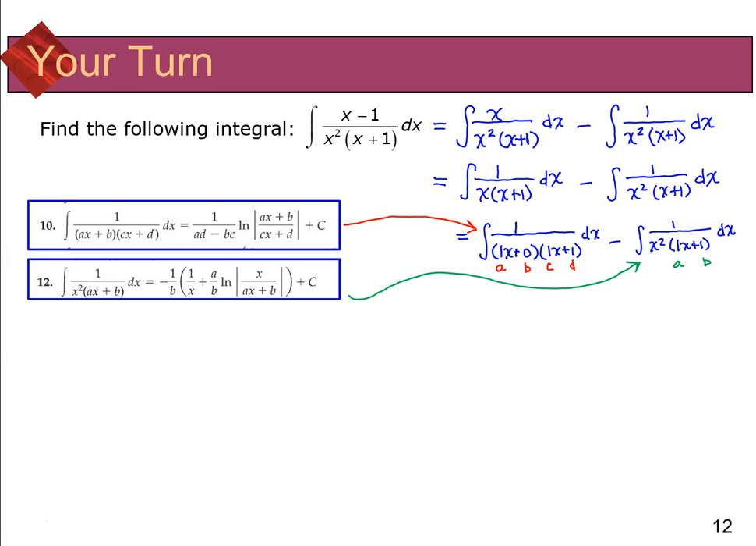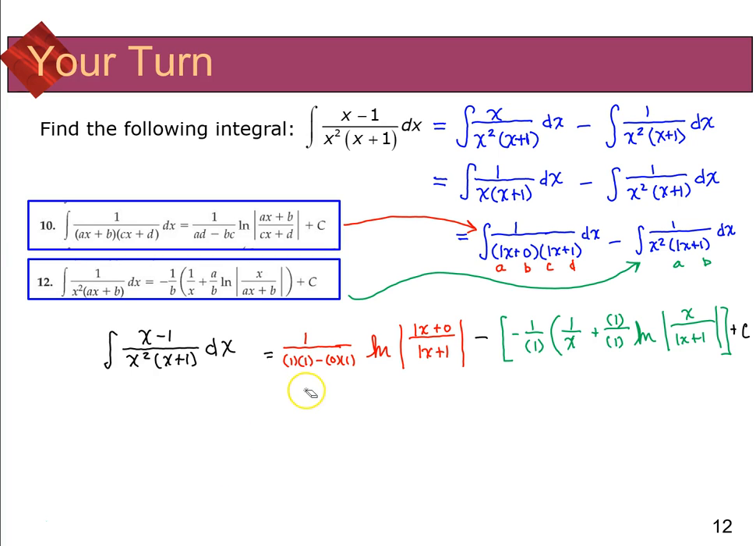Well, to finish this off, I'm just going to use the two formulas. So the first integral, when I put in the a, b, c's, and d's where they belong and everything else where it belongs, I end up with 1 over 1 times 1 minus 0 times 1 times the natural log of 1x plus 0 over 1x plus 1. When I use formula 12 to do the second part, I end up with negative 1. And I have parentheses around places where I substituted, unless it was with an expression, then I just kind of left it alone.